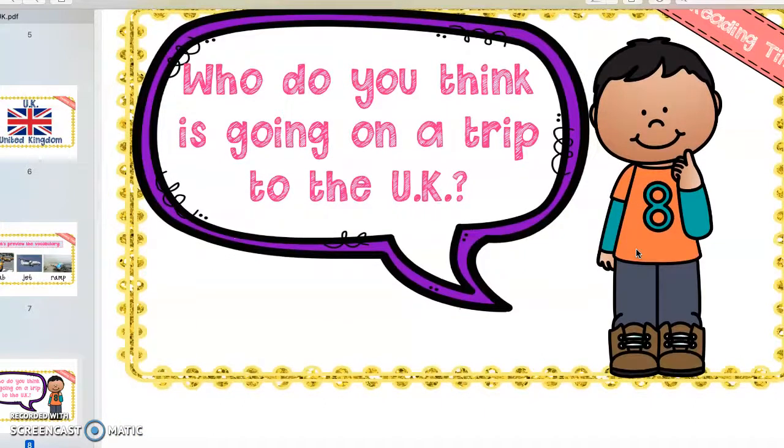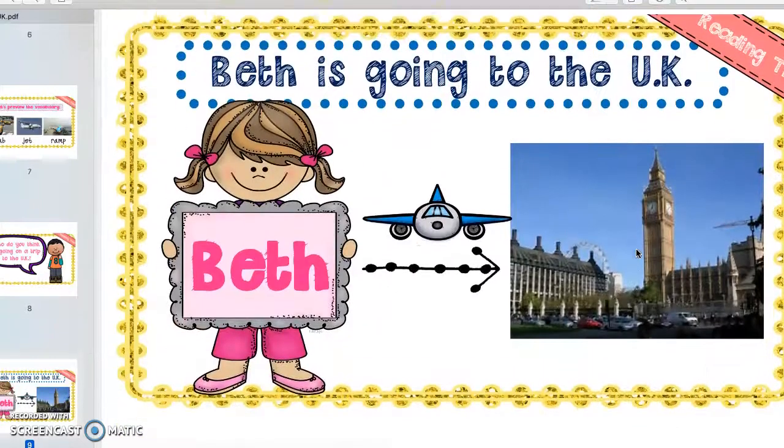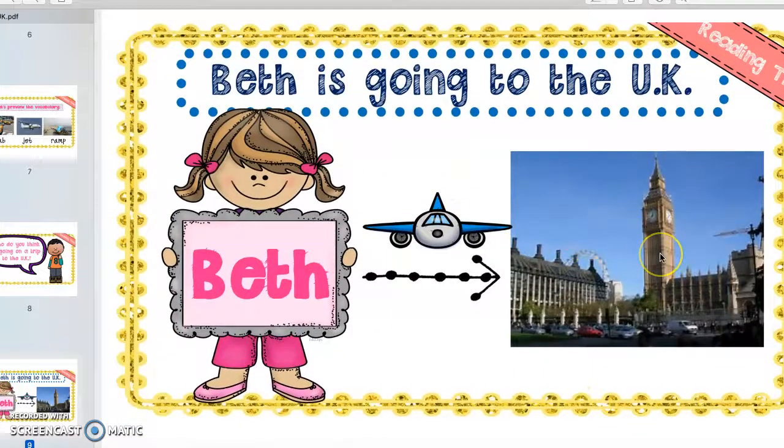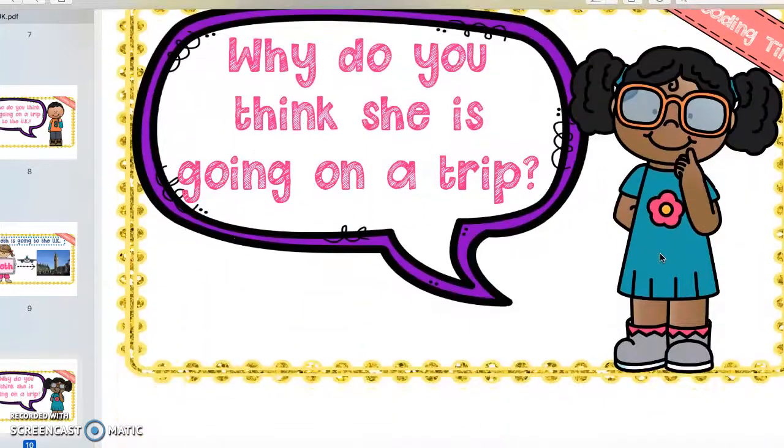Who do you think in the story was going on a trip to the UK? Who was just going to go on a trip there? That's right. Beth was going on a trip to the UK. Why do you think she was going on her trip?